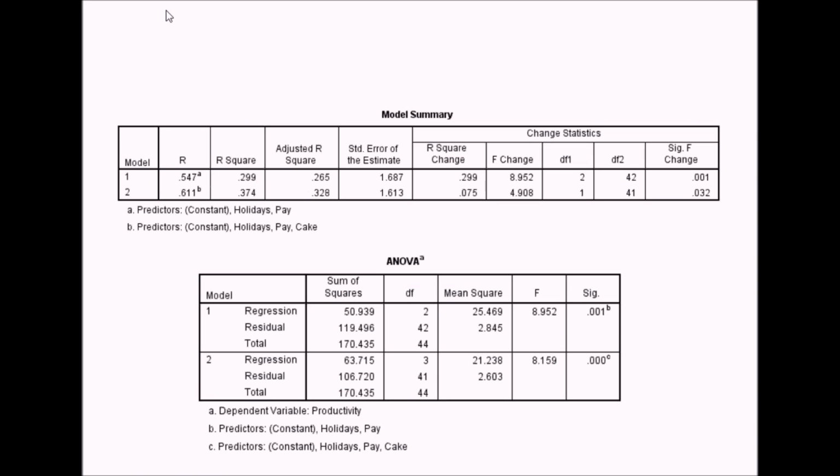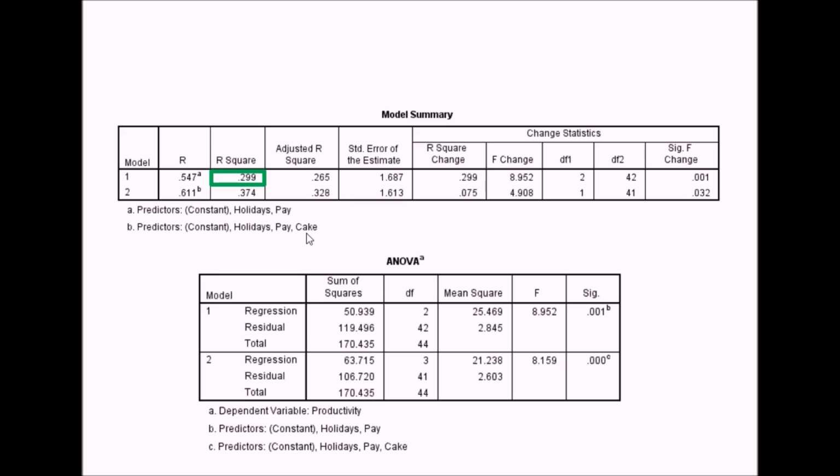So then we can have a look at the output we get then for a hierarchical regression. And the first thing to notice is it's split this model summary table now into two models. So this is just split according to how you entered the variables into SPSS. So model 1, down below here, it just has the predictors, which was holidays and pay. So the combination of holidays and pay. And that model 1 just represents those predictors. Model 2 is now the model with holidays, pay, and also cake in the model as well.